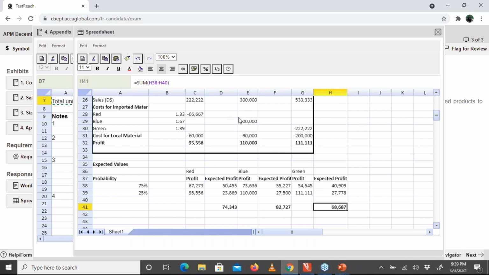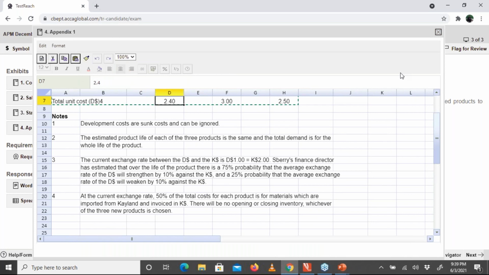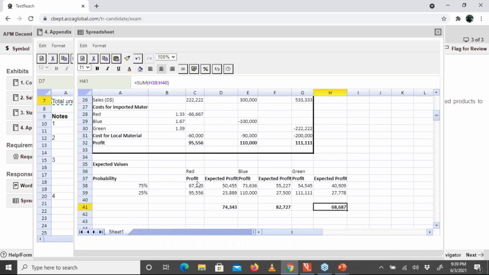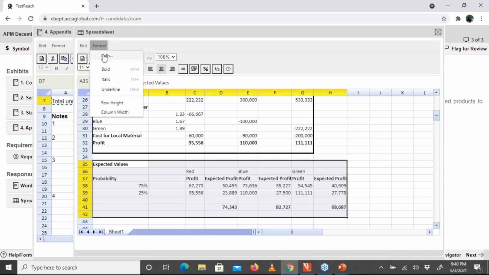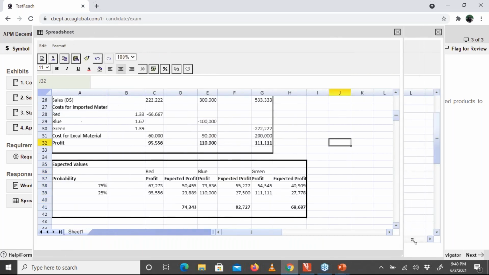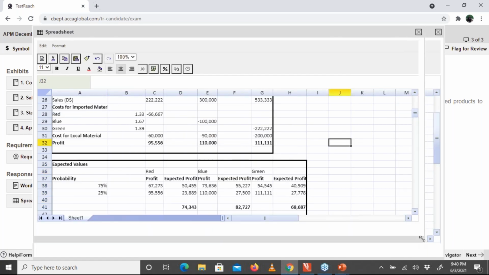Now, let me know if you all are okay with this. I'm just going to open it up again. Let me know if you all are okay with this. Because it's an important aspect that you should understand the calculations.